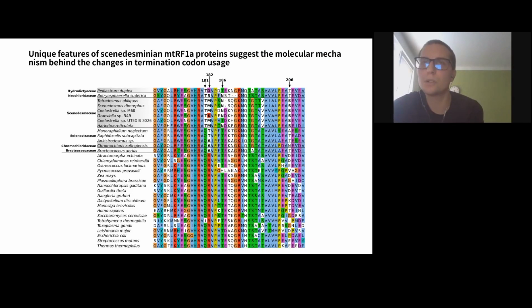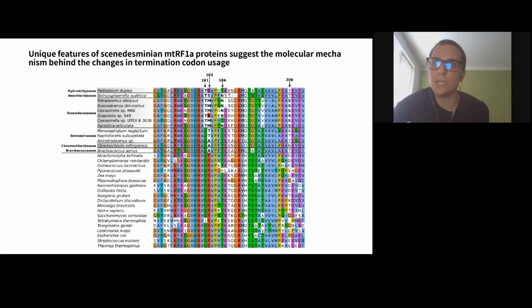So what we did, we collected all possible data to check release factors from this group, because usually people sequence only plastid or mitochondrial genomes, so we didn't have so many sequences, but we found, I don't know, like 10 or more sequences of release factors, because they are not encoded in mitochondria, but they are in the nuclear genomes.